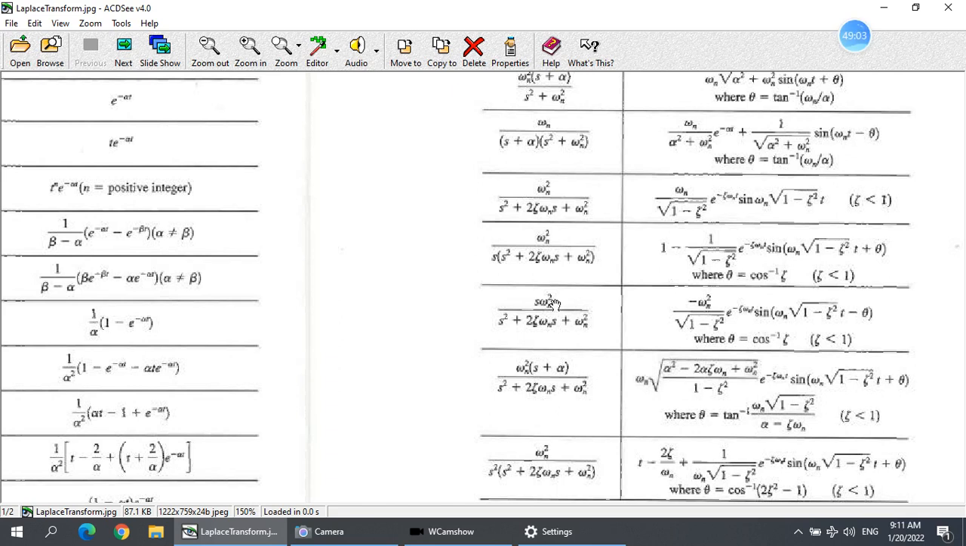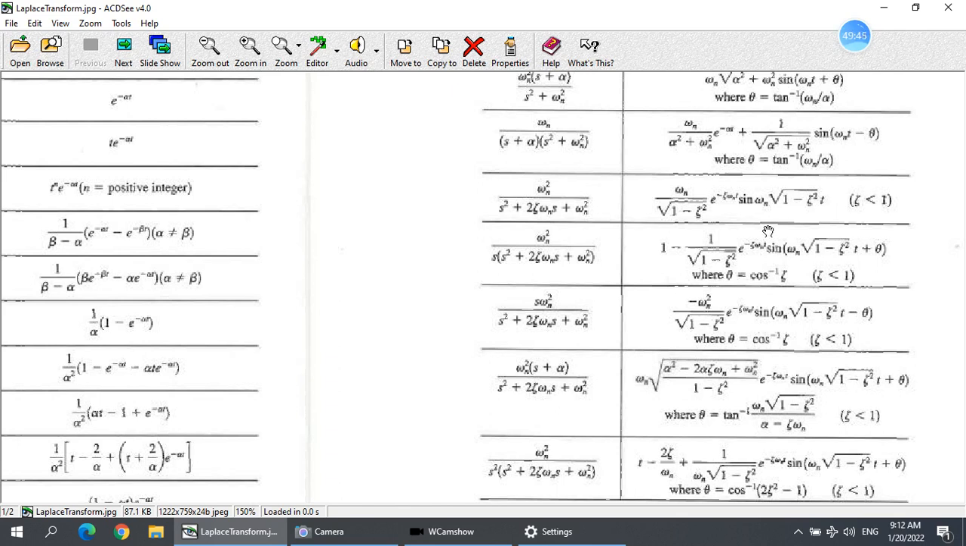The second term is this one. Let me copy it first. It's omega n over square root of 1 minus zeta squared times e to the negative zeta omega n t times the sine of omega n square root of 1 minus zeta squared t plus theta. Theta is the same, you see? Oh, no. This has no cosine inverse zeta. This is just sine of omega n square root of 1 minus zeta squared times t. Okay, that's it. No theta.